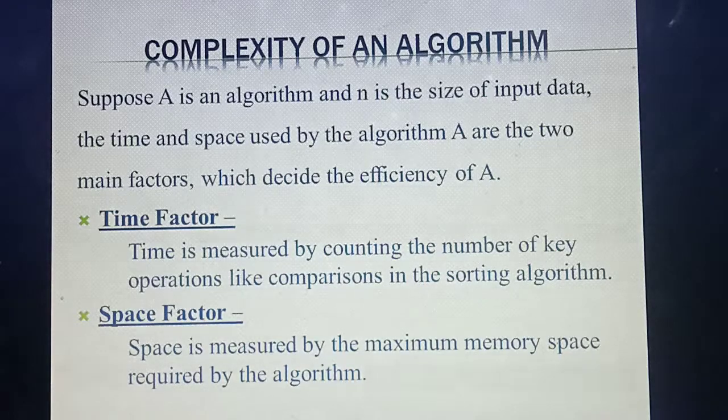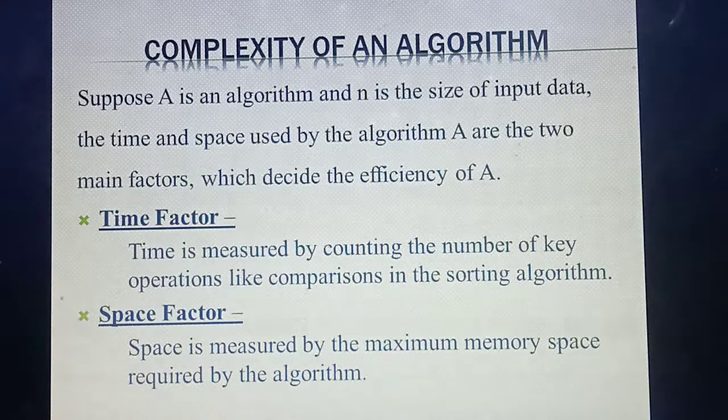Same way, space means how much space a particular algorithm will require. You are writing an algorithm, so that particular algorithm will require how much space to store the variables. That is called which factor? Space factor. Okay, so the complexity of an algorithm is determined by how many factors? Two factors. What are they? Time factor and space factor.